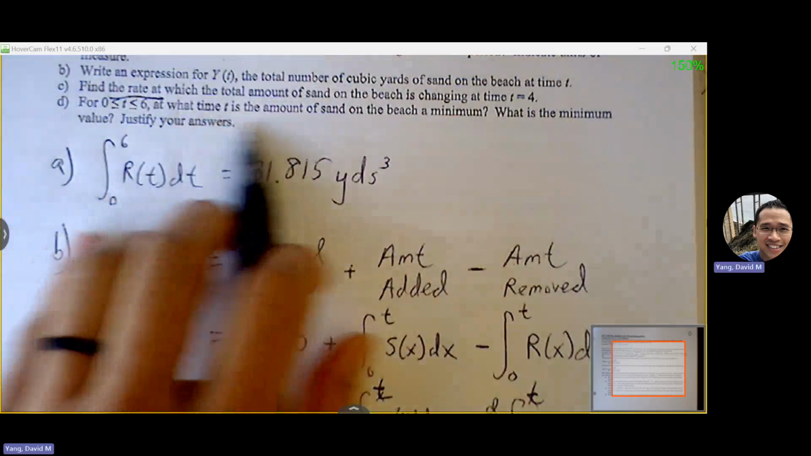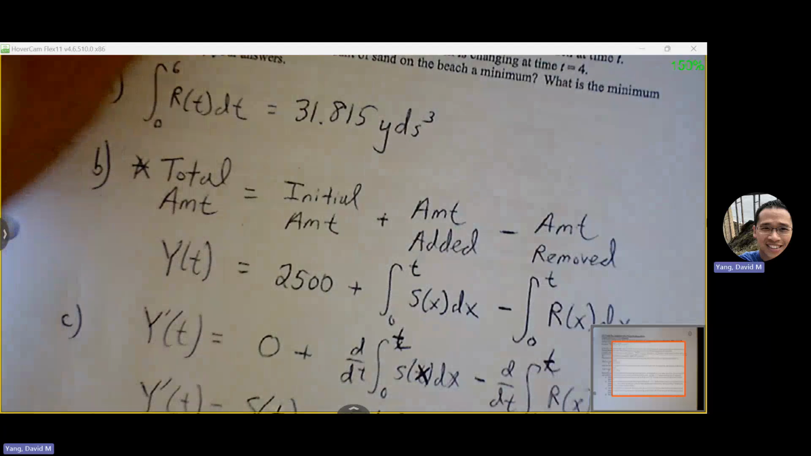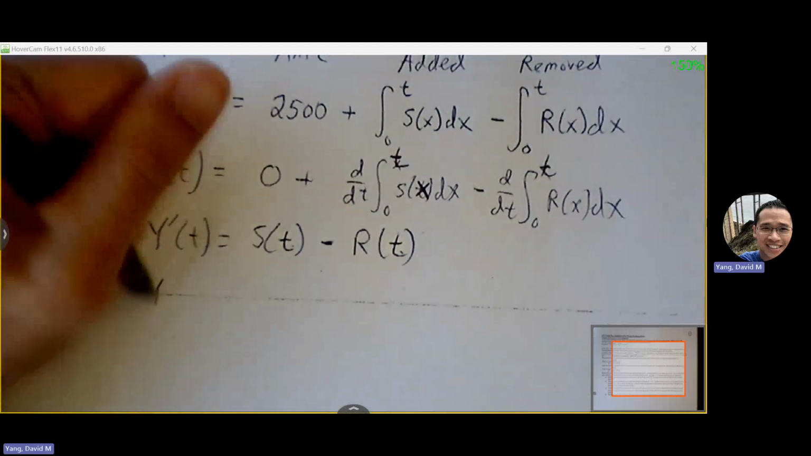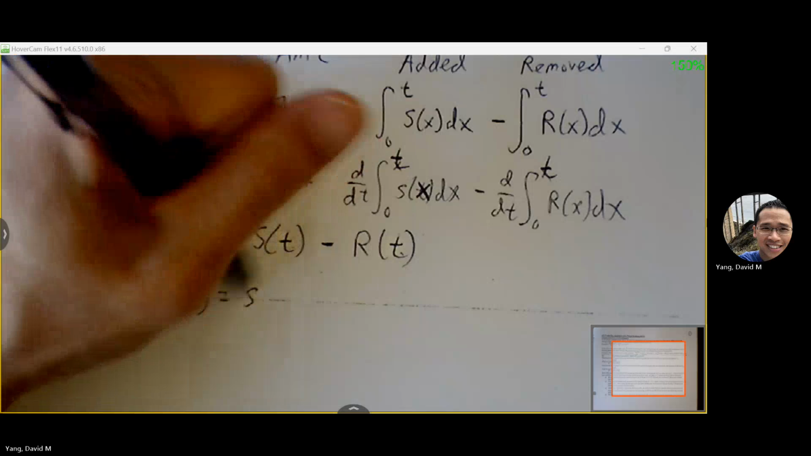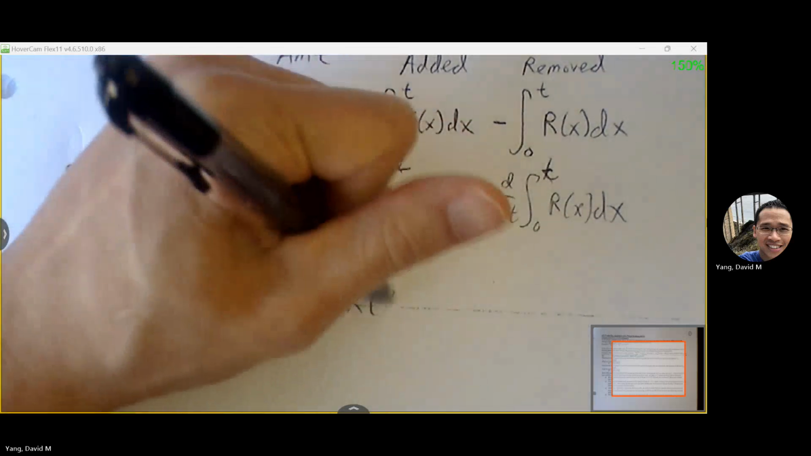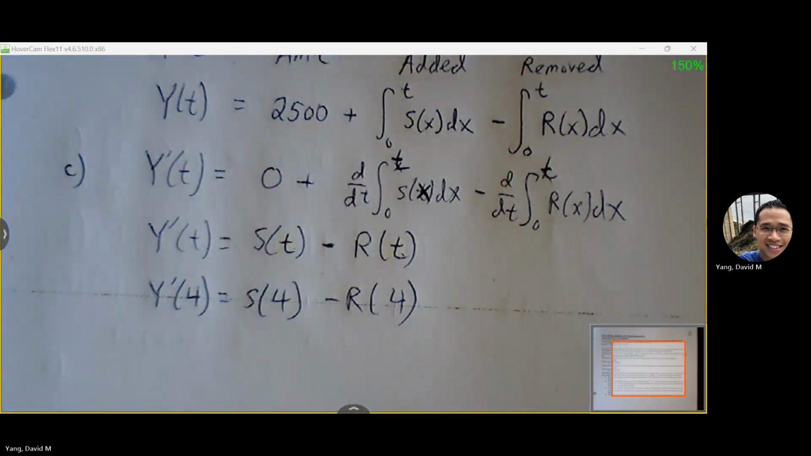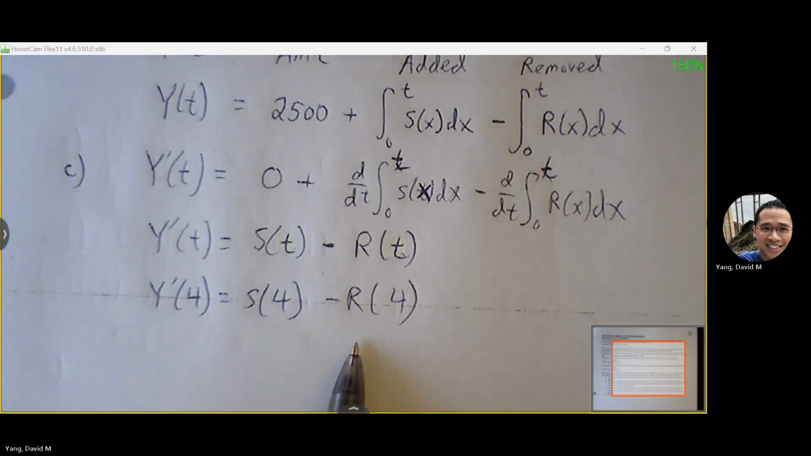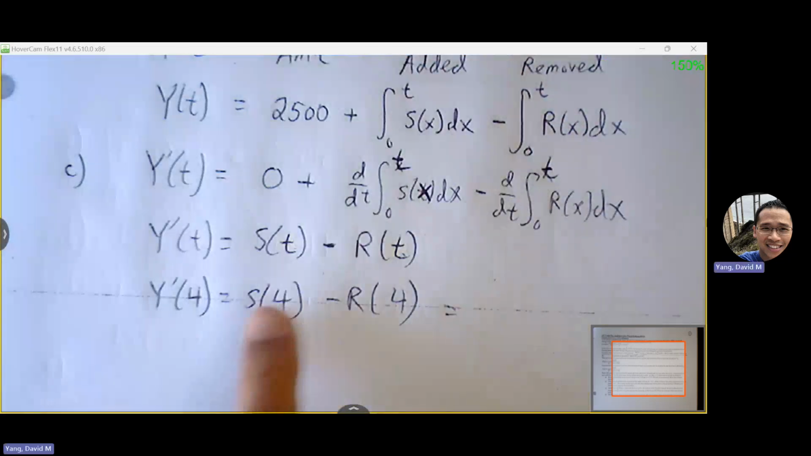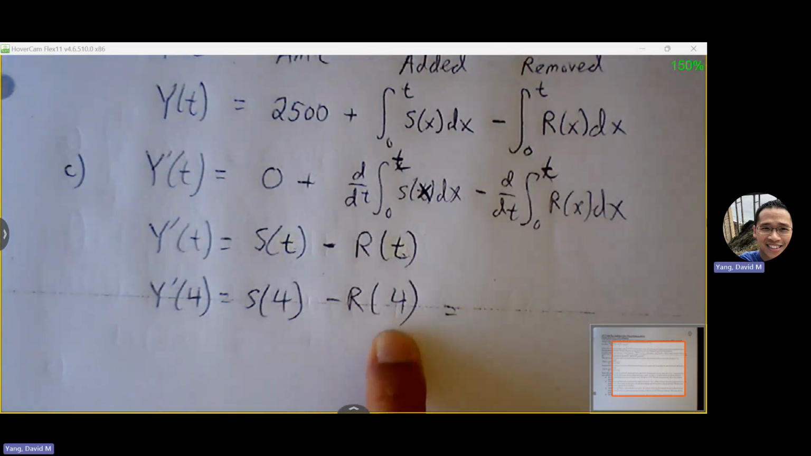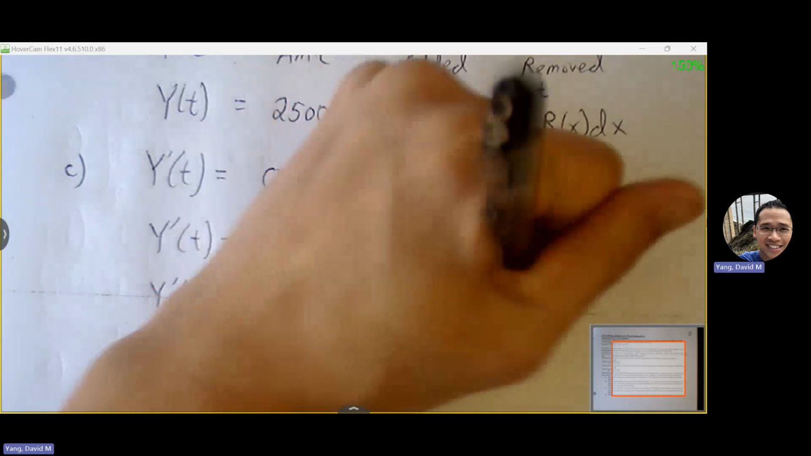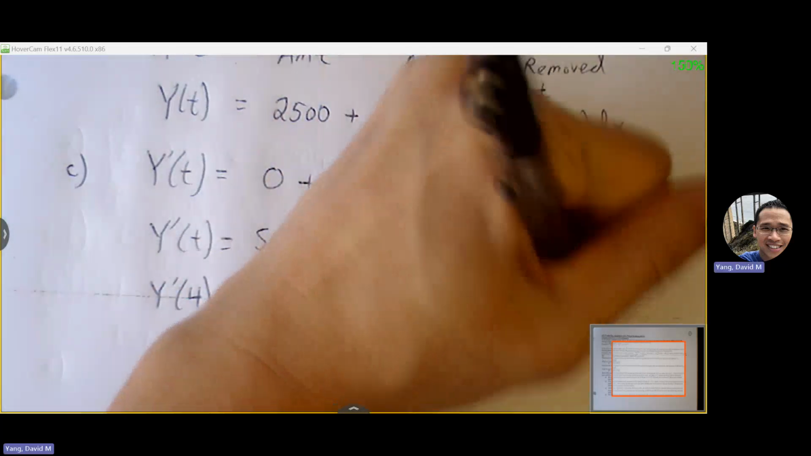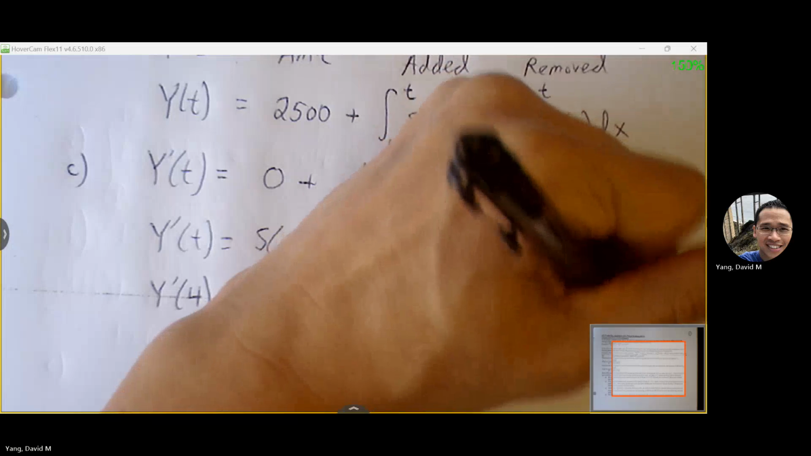And then find the rate at which the amount is changing. So we just plug in 4 for t. So plug 4 in for s, plug 4 in for r. We should get negative 1.908 cubic yards per hour.